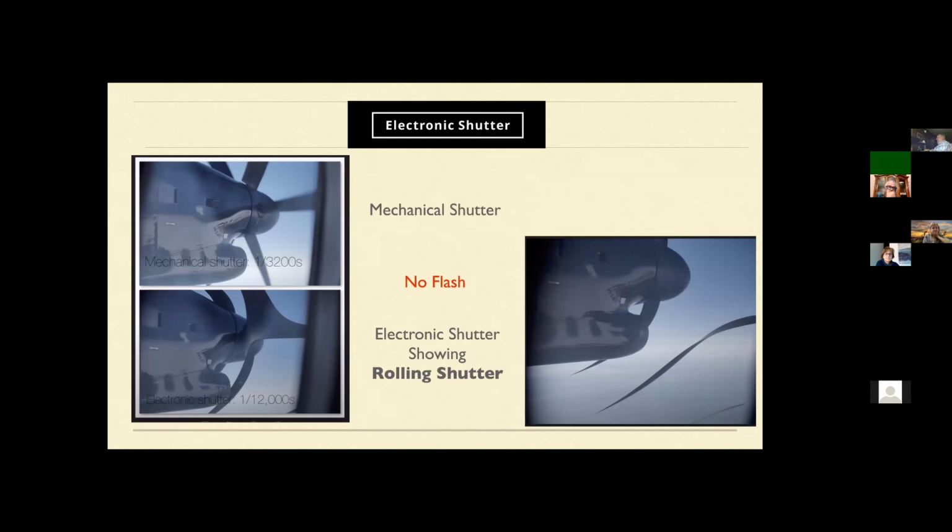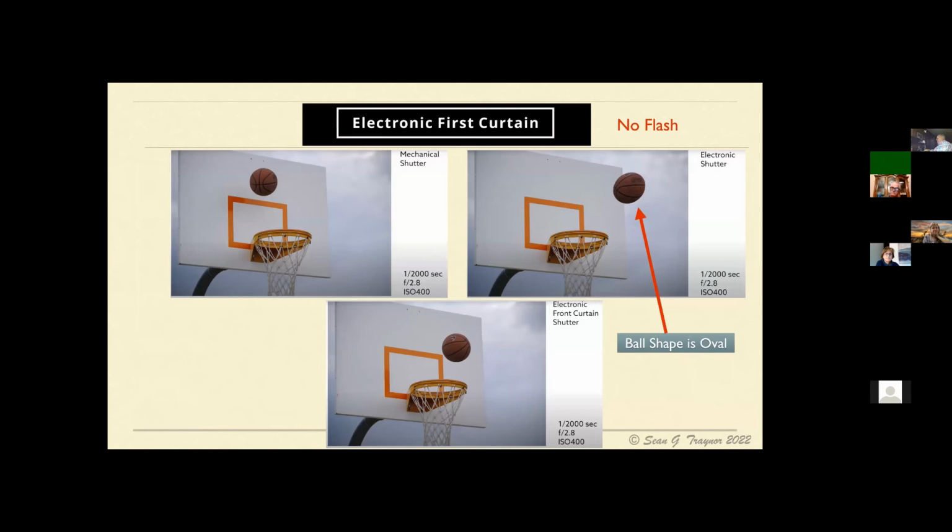If you photograph an airplane propeller, which is going pretty quickly, in the top photograph on the left, we have a mechanical shutter at 1/3,200th of a second. It freezes the motion. But the photographs on the bottom left and the bottom right, using electronic shutter, generate some really, really weird images. And it's strictly an artifact of how the camera sensor is read. So you may see some of these things in your photos with an electronic shutter, a mirrorless camera.